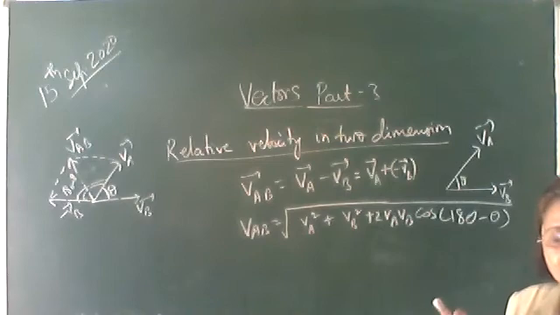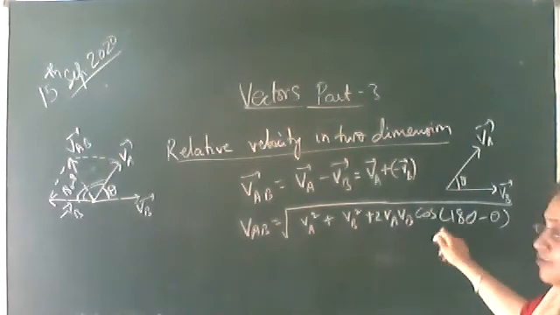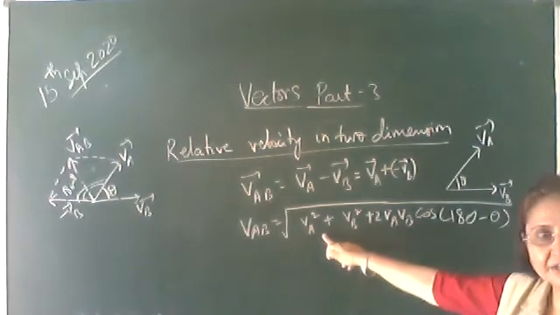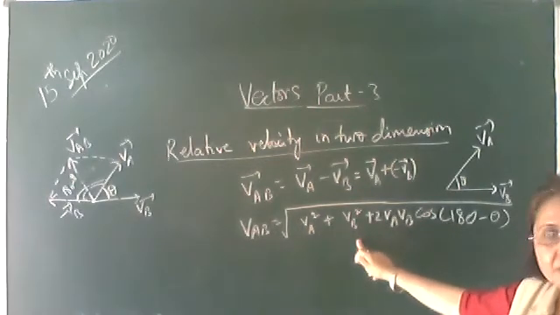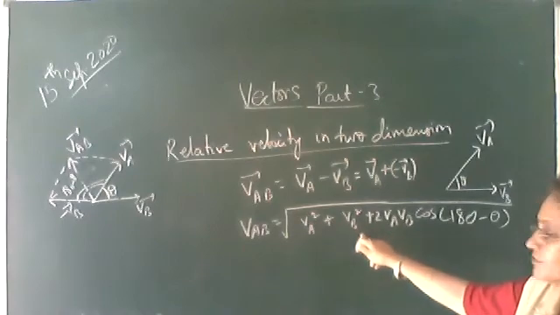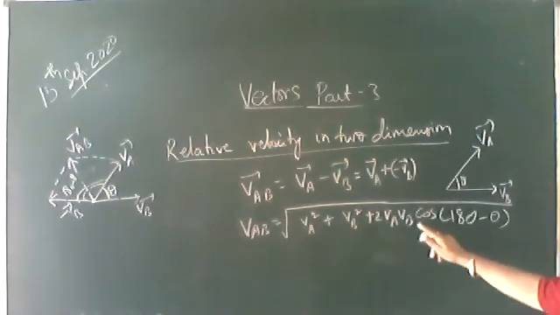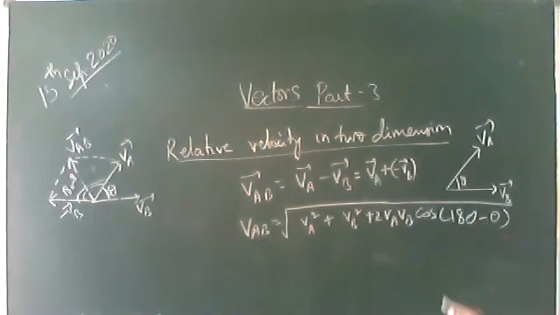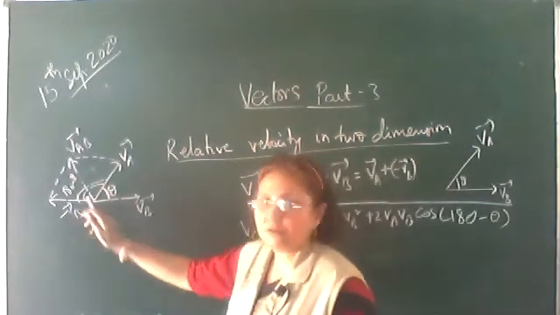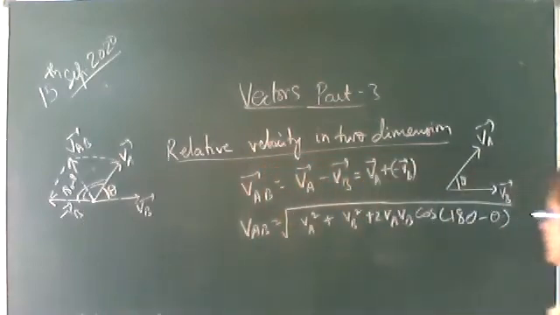R is equal to under root A square plus B square plus 2AB cos theta. A here is VA, length of the line VA. VB is the length of this line VB, which you will take as positive only, plus 2 VA VB. And what is the angle between VA and minus VB? 180 minus theta. Okay. Cos 180 minus theta is equal to, anyone?